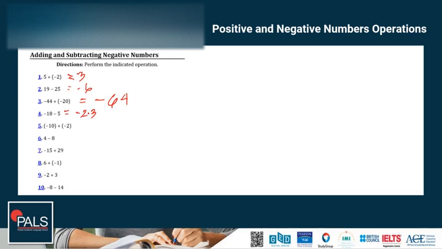Number 5, negative 10 plus negative 2. The answer is negative 12. Number 6, 4 minus 8 is negative 4. Negative 15 plus 29, the answer is 14.